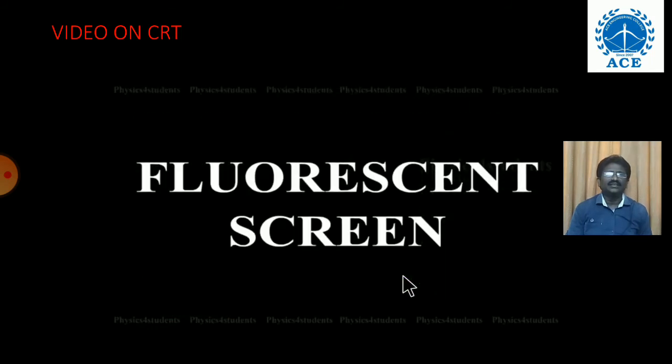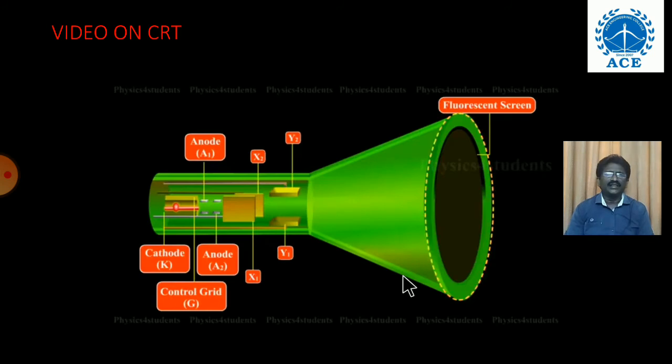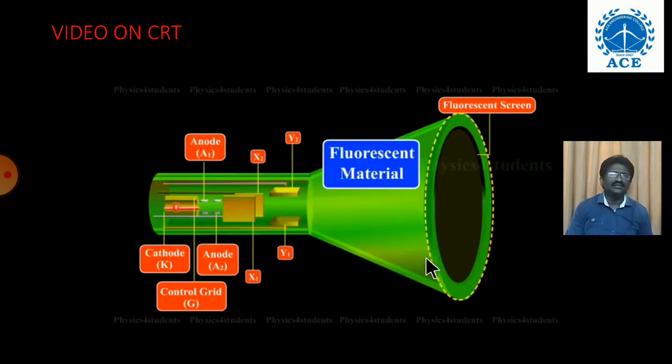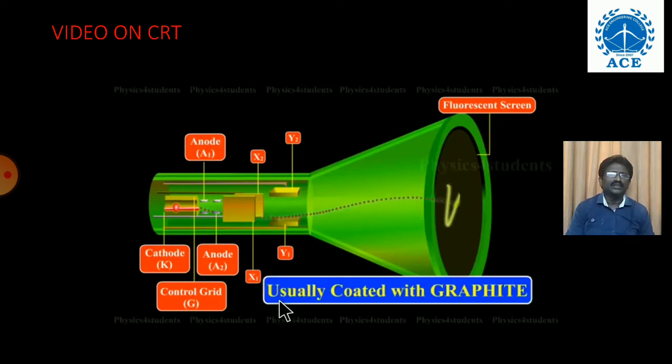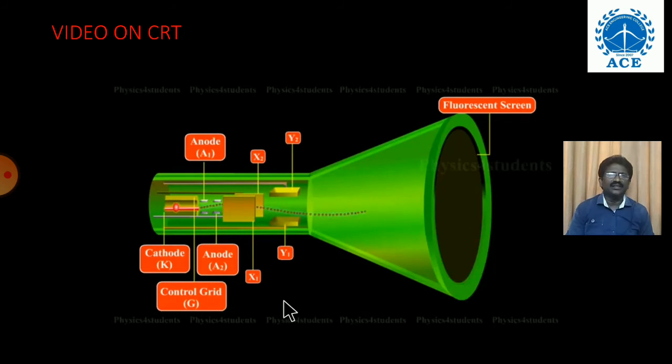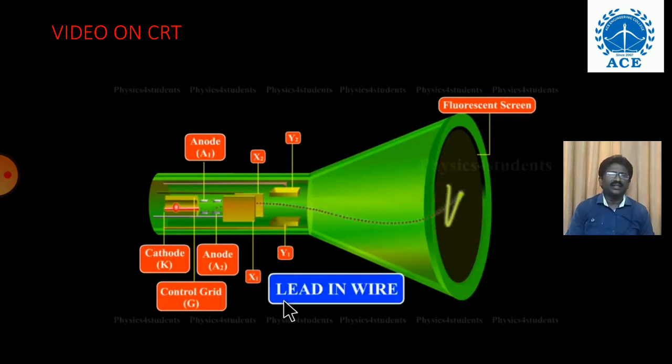Fluorescent screen. The glass tube screen is coated with fluorescent material. When the electron beam strikes the screen, a light spot is visible. The electrons striking the screen are returned to the power supply via the inner surfaces of the glass envelope, usually coated with graphite. This coating is connected to anode A2 of the electron gun by a leaden wire.